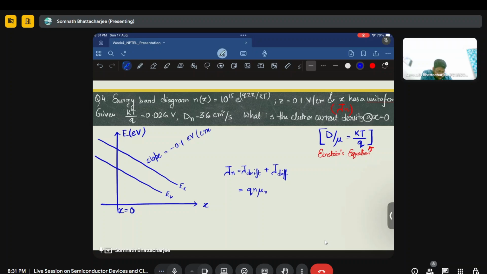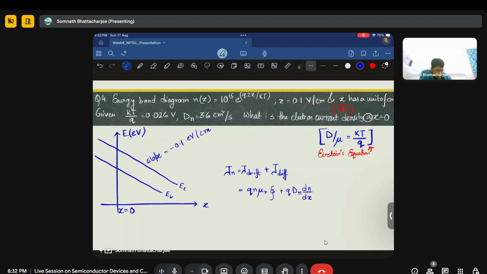Qn mu n E plus Q Dn dn/dx. So we have to find out which are the values we know and which ones we don't. Let's start putting the values. Just try to put the values here and you will get to know what I am talking about.